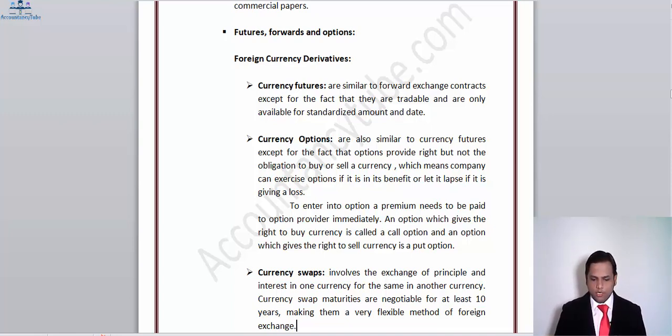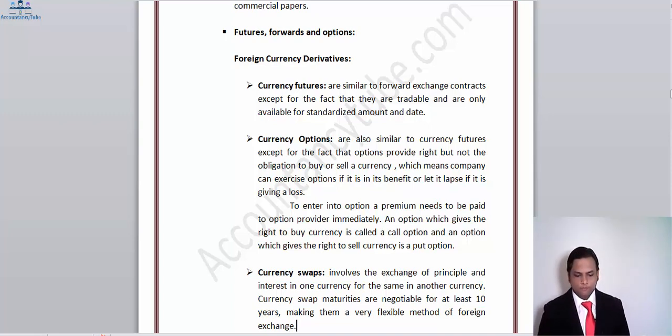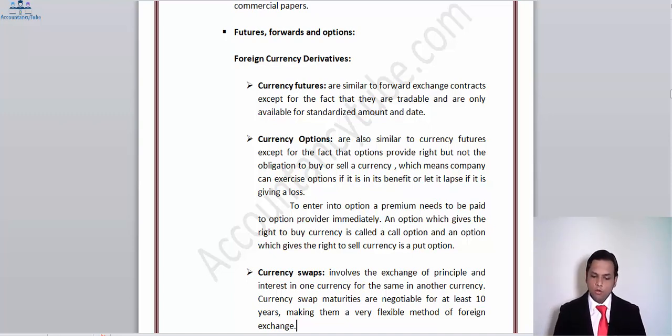Then we've got currency options. Now here, just like futures, they are tradable. However, the option holder has the right to lapse the option. It means that it has no legal obligation to fulfill its commitment at maturity. It can lapse the financial instrument if it's giving too much of a loss. Let's read out.